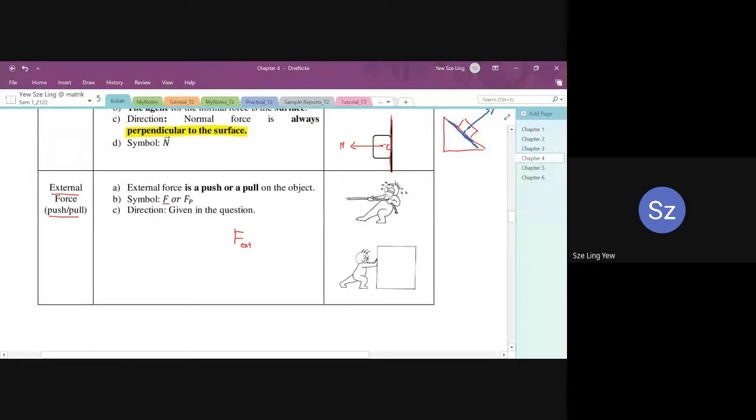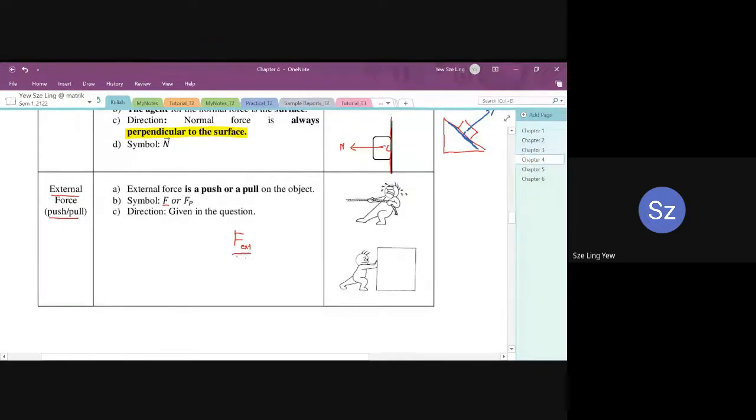Now this subscript is actually up to you. What name do you want to give it? Sometimes students call it FA, FB, F Ali, F Ahmad. All can, as long as you label it in the diagram, because you just need something to tell you this one is an external force.